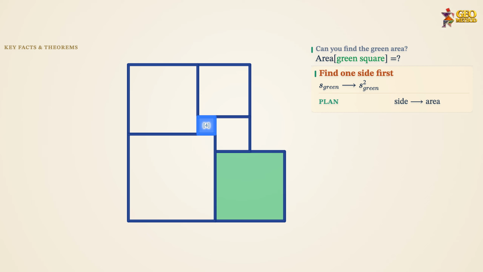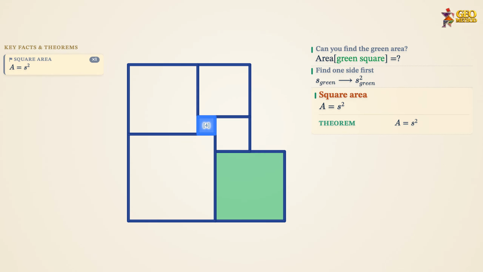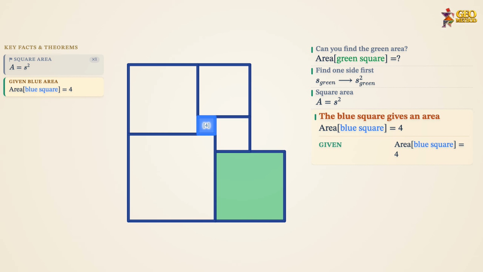The area formula is immediate once we know one green side. So the real geometry question is how the surrounding squares determine that side. We will use the familiar square area rule in both directions. Area gives side by a square root, and side gives area by squaring. The 4 is centered inside the small blue square, so it represents area, not a side length.